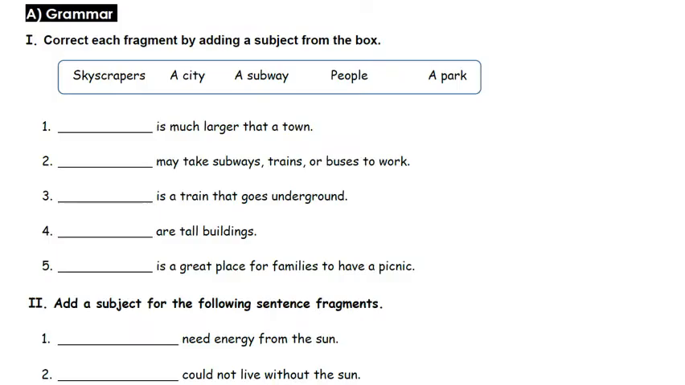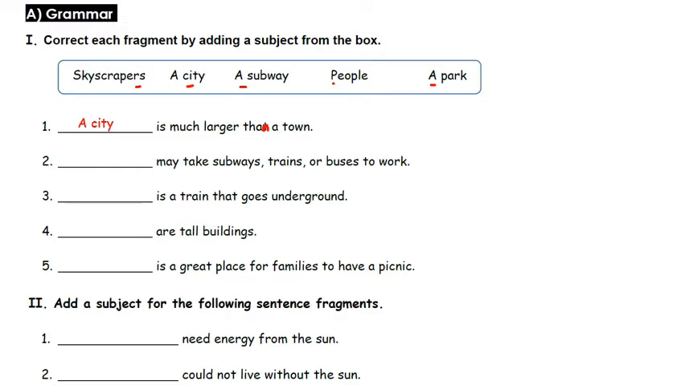So here, correct each fragment by adding a subject from the box. I have the words skyscrapers, a city, a subway, people, and a park. Number 1 is much larger than a town. What is much larger than a town? The answer is a city. A city is much larger than a town.